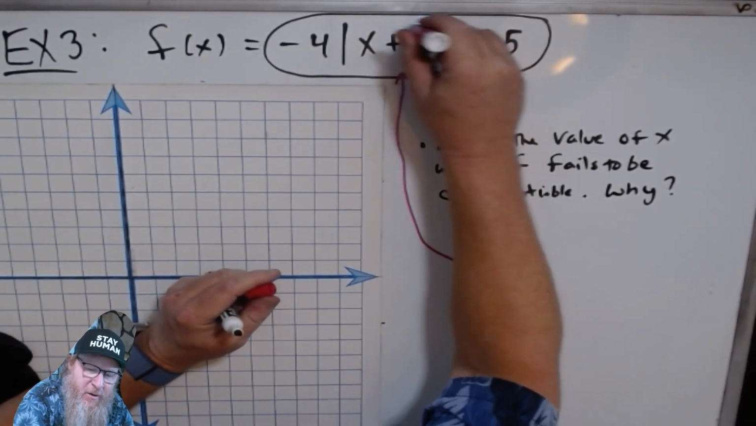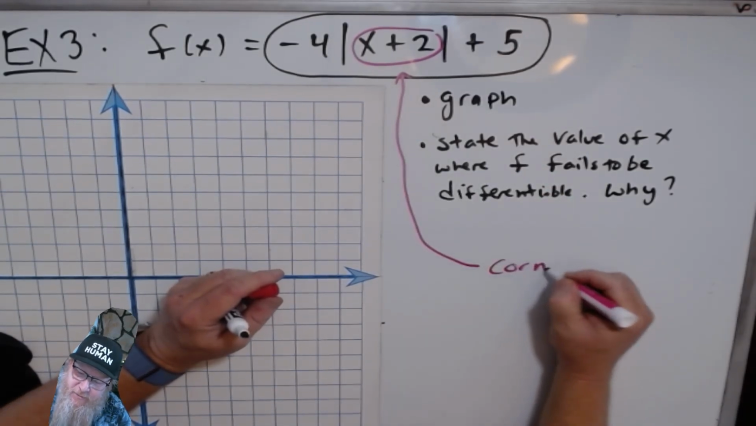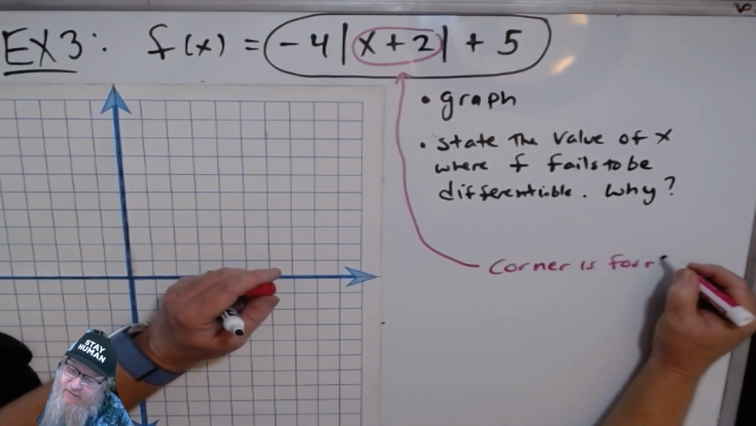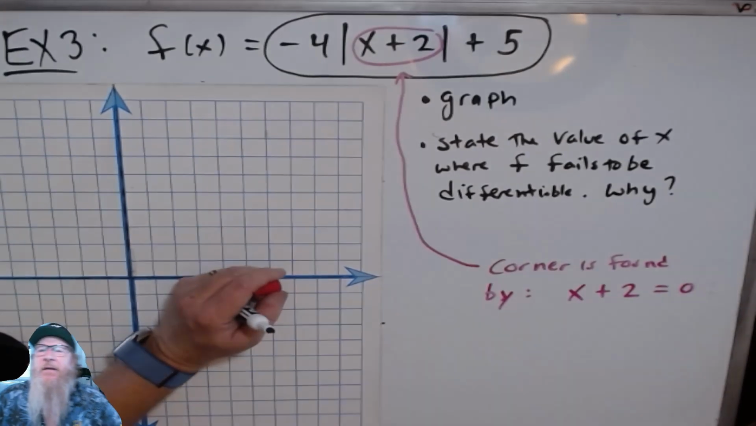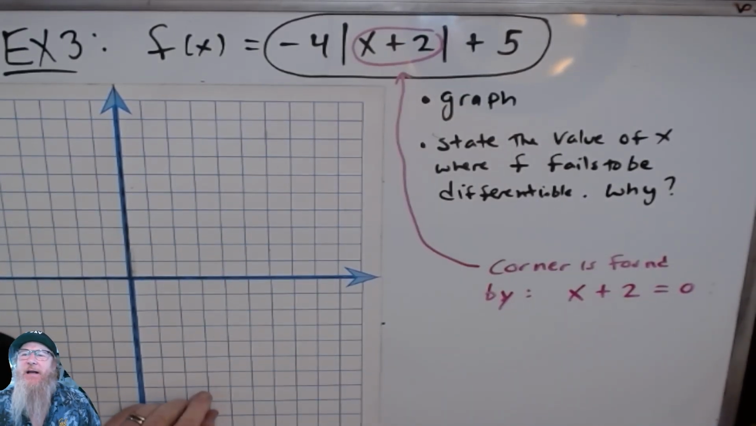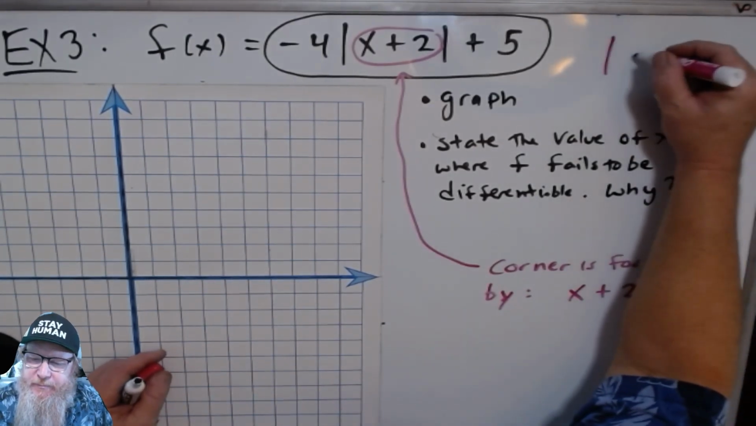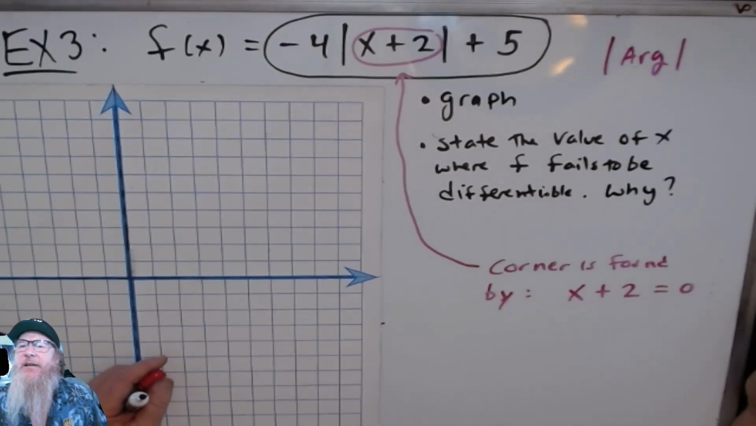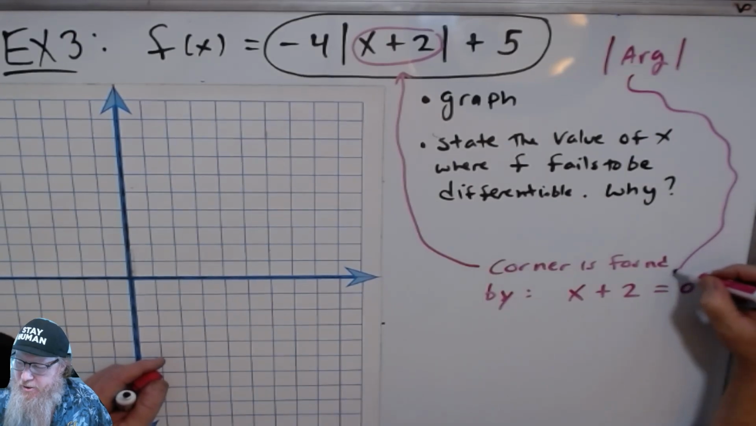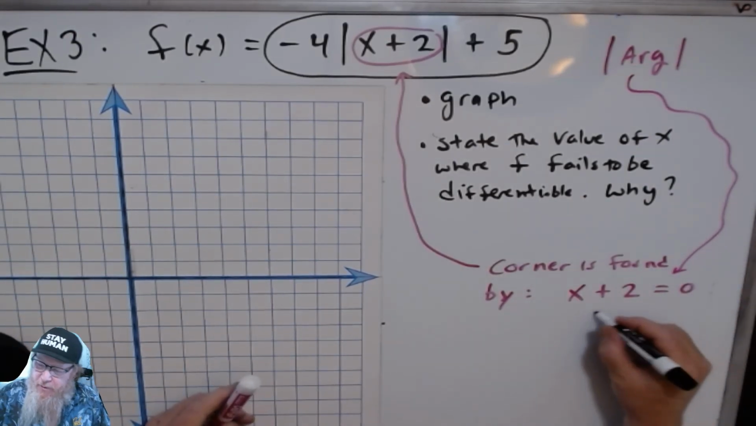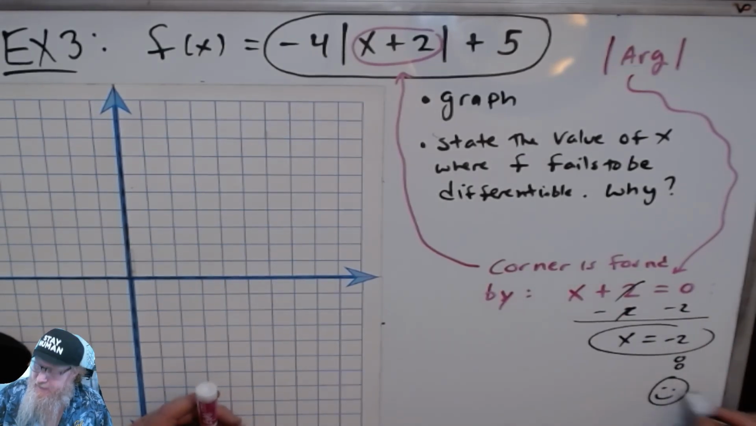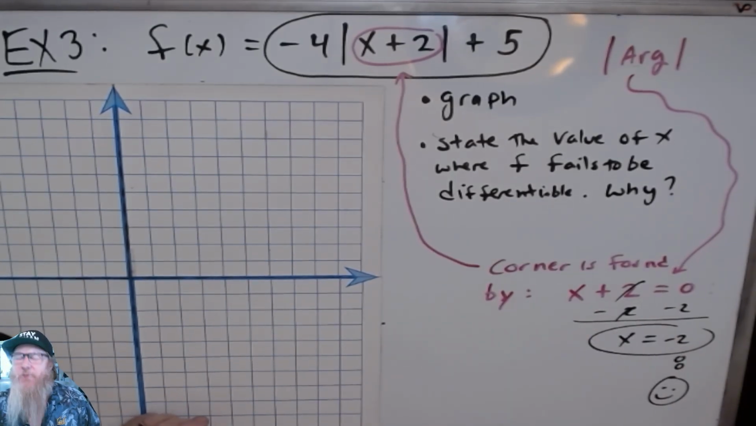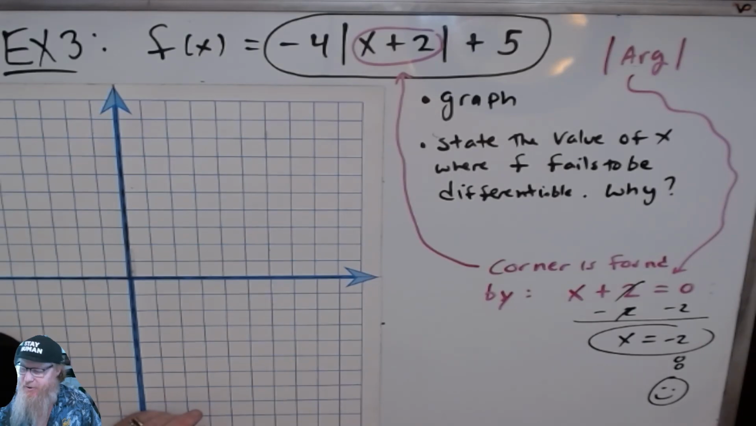So the corner can be found by setting this equal to 0. Whatever's on the inside of the absolute value, we call that the argument, abbreviated arg. So you take whatever the arg is and you set it equal to 0. This should be pretty easy to solve. In fact, you don't even need to write it down. You can just do it with mental math, and that gives you the corner. So the corner is going to be x equals -2.